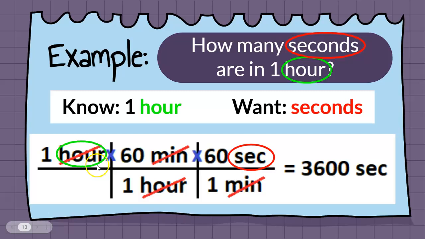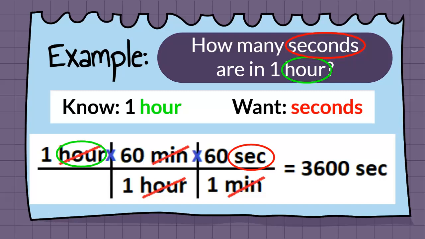If we have hours on top, we want to have hours at the bottom, and we know the relationship between hours and minutes. 1 hour is equal to 60 minutes. If we have minutes on top, we want minutes again on the bottom, and we do know the relationship between minutes and seconds. 1 minute is equal to 60 seconds. We know that we can stop because seconds is the unit we're looking for, and we have seconds at the end.